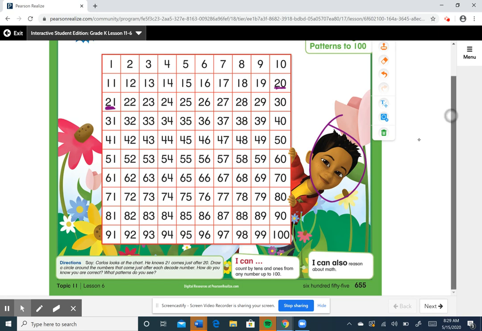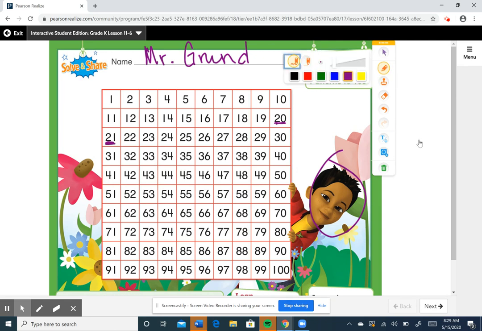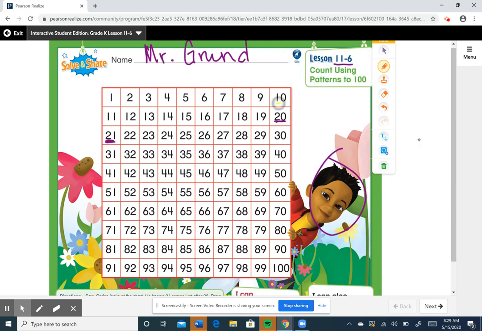So, remember, decades are our tens place, or our tens. So we have 10. This is a decade number. 20 is a decade number. 30 is a decade number. 40. Okay, when we count by tens, 10, 20, 30, 40, 50, 60, 70, 80, 90, 100, these are all decade numbers. They have a 0 in the ones place. Okay? Because a decade happens every 10 years.